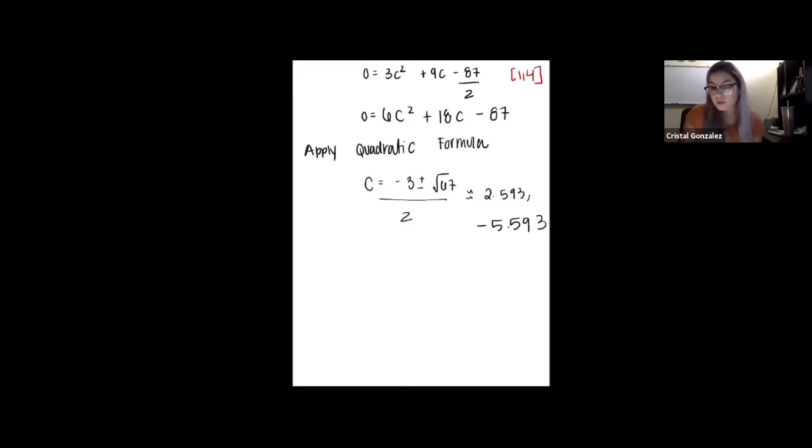So our bounds are between 1 and 4. It looks like this one's in between those values, but this one's not, so we can go ahead and throw it away. So the c value that works with this is 2.593. Okay, and that's it.